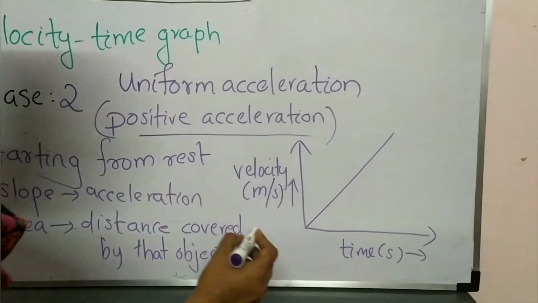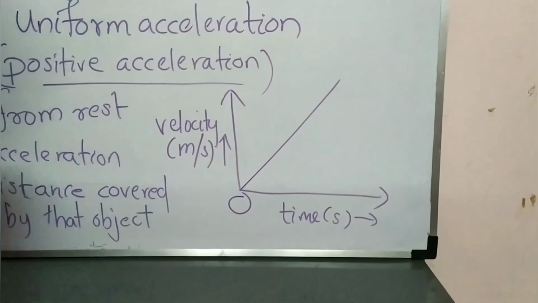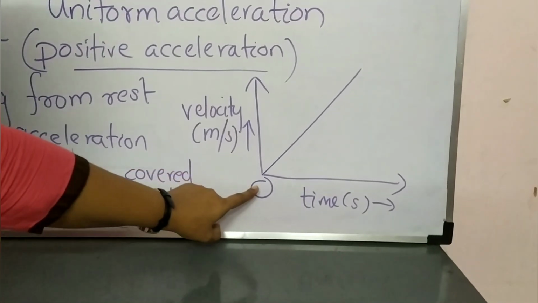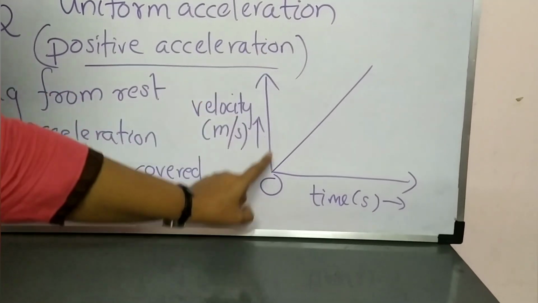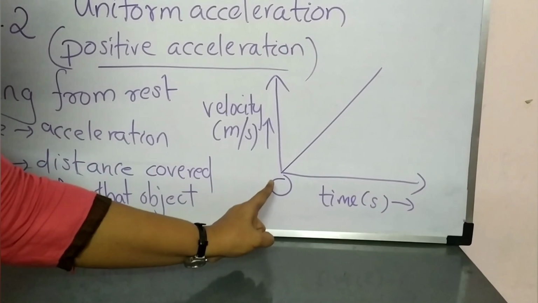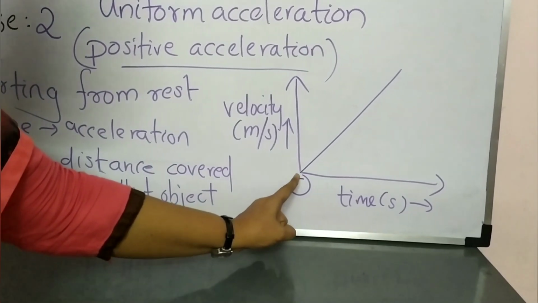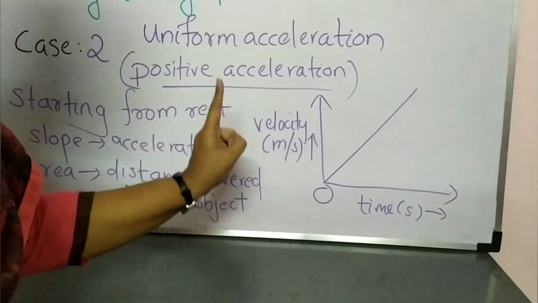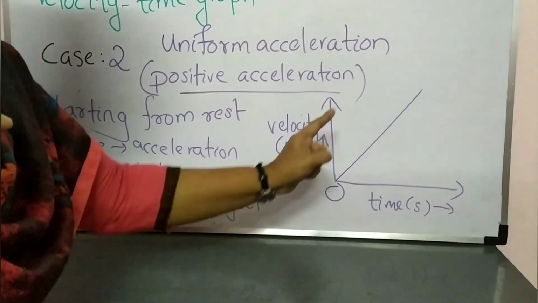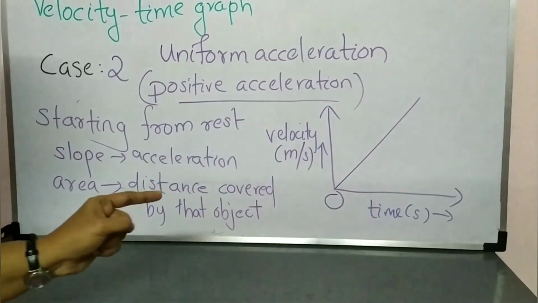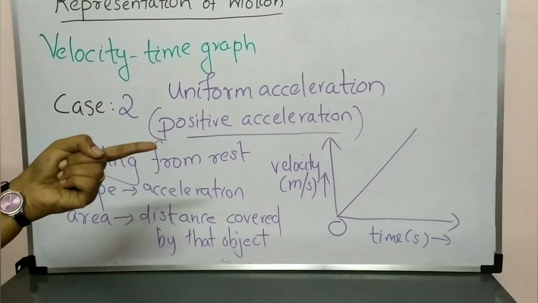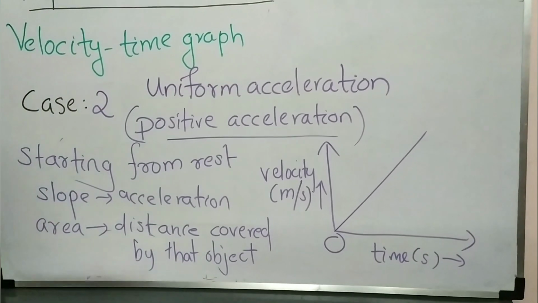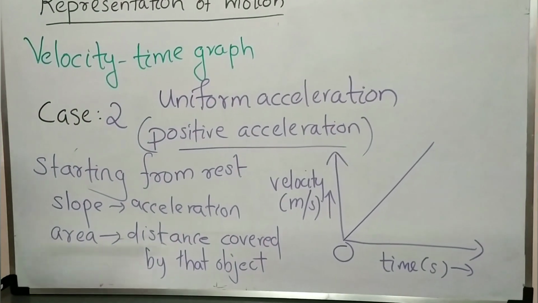Here you can see the object is starting from rest. Okay children, the object is starting from rest, then only you can draw the graph like this. That time you have to start from the origin. Because the object is starting from rest, the velocity of that object then increases. You can see the direct relation: as time is increasing, velocity is also increasing.